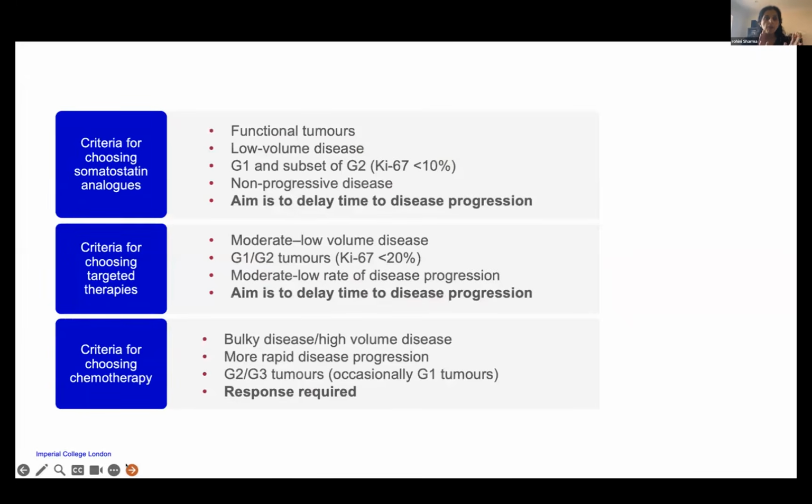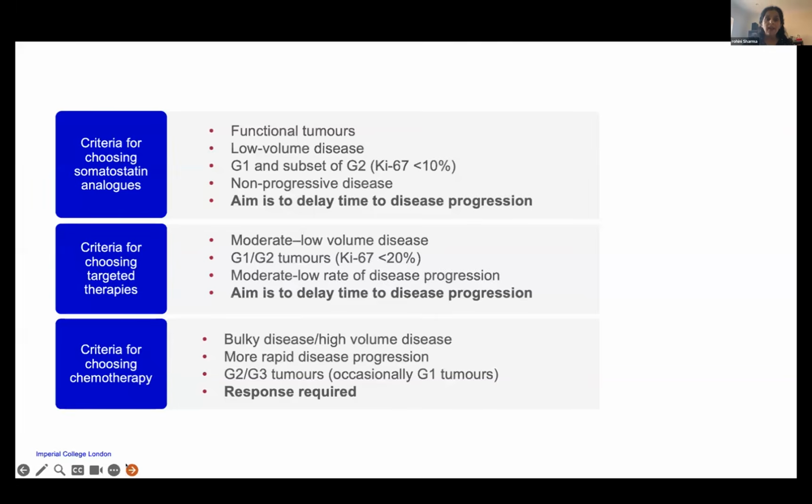So just very broadly, and like I said, I will go through this in more detail. When we're thinking about using a somatostatin analog, we would use this in patients who have functional tumors, low volume disease, grade 1 and a subset of grade 2 tumors, patients who have non-progressive disease. That's really important. And the whole aim of using somatostatin analogs is really to delay the time to disease progression. So it's not going to shrink the tumor down, but it's going to delay the time that it takes for these cancers to progress.